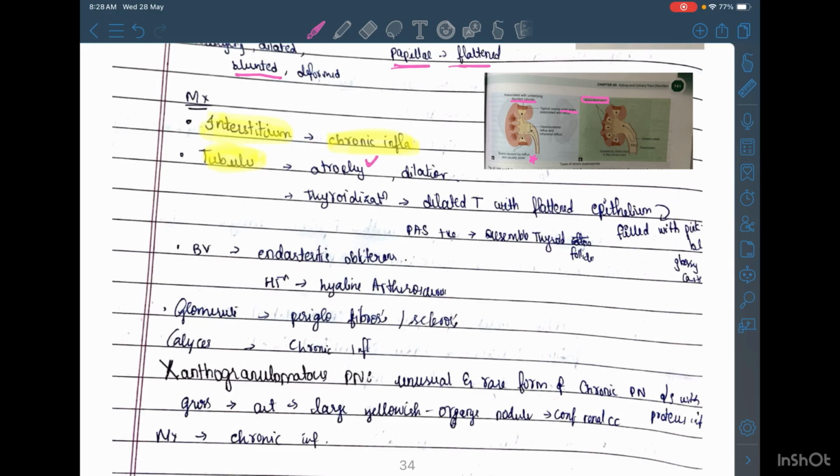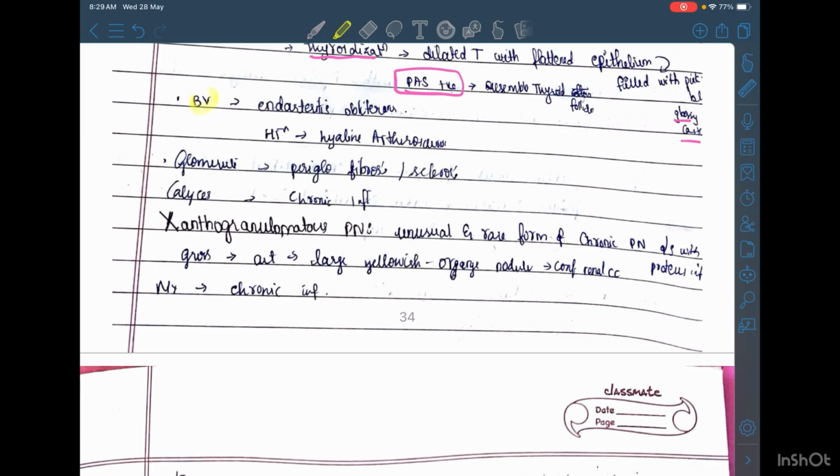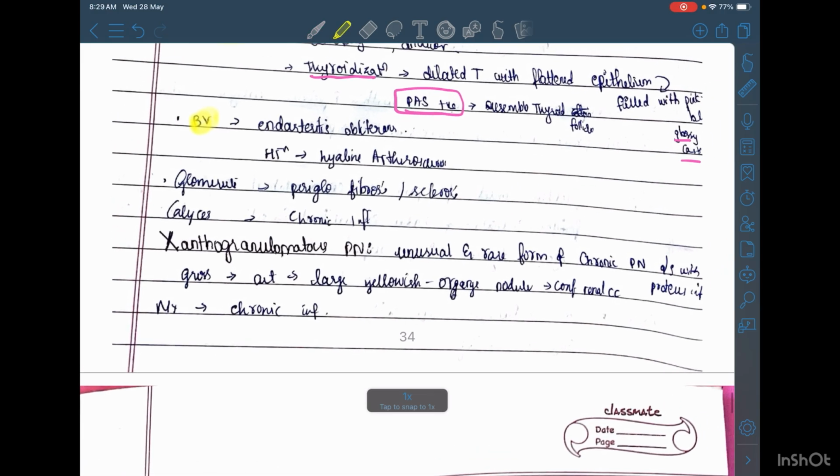Then there will be dilatation. Dilated tubules with flattened epithelium will be filled with a pink substance which we call thyroidization. Thyroidization is nothing but a glassy proteinaceous cast. It is PAS positive. The blood vessels also get damaged. There will be endarteritis obliterans in hypertension, and hyaline arteriosclerosis.